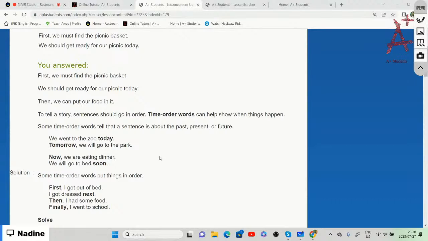So these are also words that are put in order, or words that tell that the sentence is about the past, the present, or the future. Right? So some words can tell or show things that happened, or when it happened. And to tell a story, sentences should go in order.